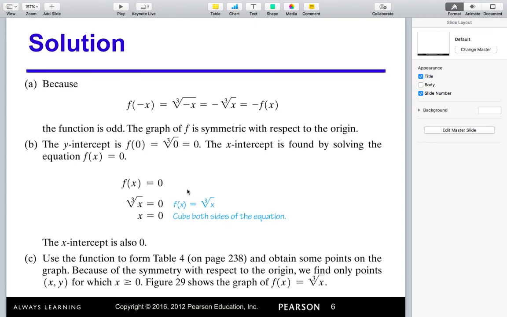Now, to find the y-intercept, we're going to replace x with 0. So you're going to plug in 0 where you used to have x, and the cube root of 0 is just 0. What that means is the y-intercept is at the point (0, 0), and the y-intercept and the x-intercept will be the same, and that will be at the origin.